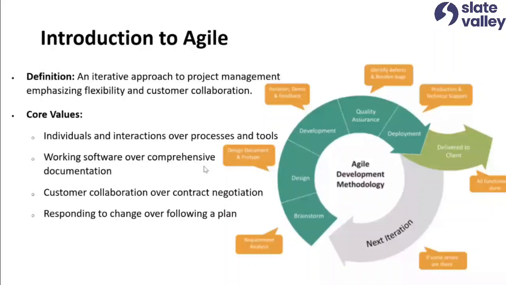Okay. Customer collaboration over contract negotiation. What used to happen in waterfall is when you do the requirement gathering, planning and designing, you had everything signed in a document. Okay, this is what I'm going to do for the next 3 months, and after 3 months, I'll show you the outcome. But in Agile, there is no negotiation on contracts.